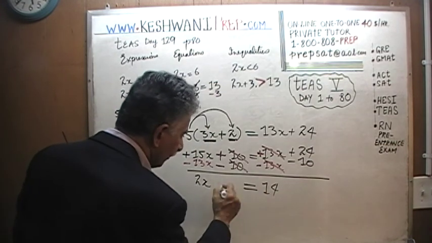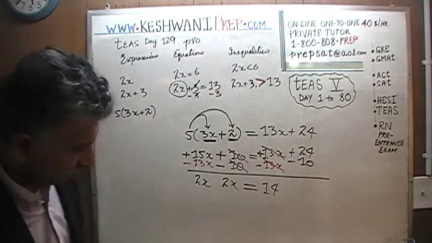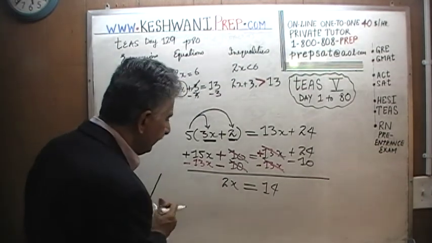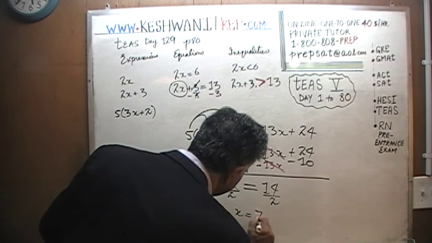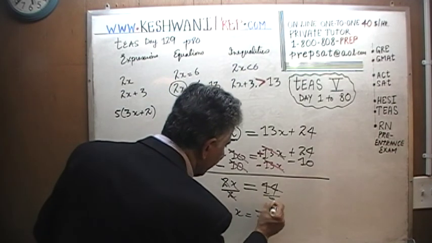I'm going to bring this 2x closer to the equal sign so that it's not 3 miles away. 2x equals 14. Divide both sides by 2, and you will find that x is equal to 7. 14 divided by 2 is 7.